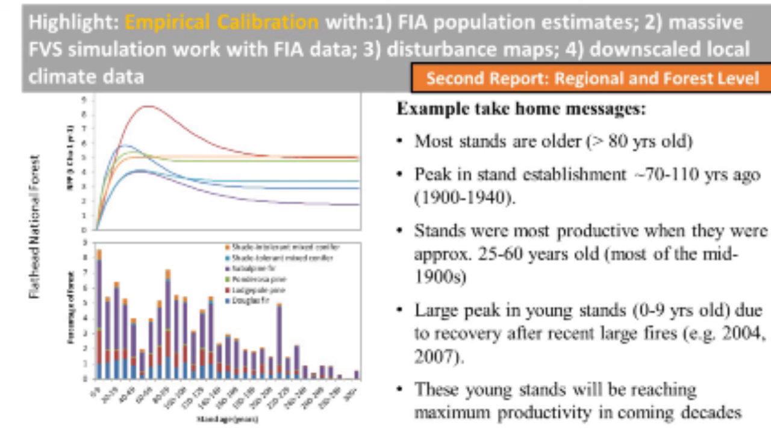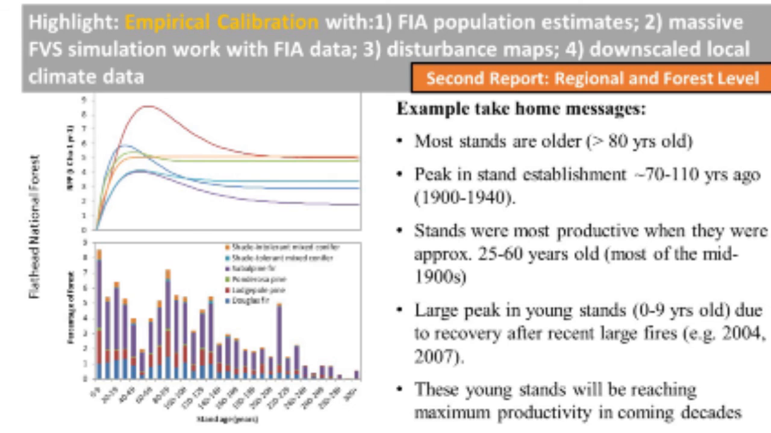And so, the take-home messages you might get if you looked at the report and this was your forest: most stands are older. There was a peak in stand establishment in the early 1900s. Stands are most productive when they're about 25 to 60 years old. You probably know this, especially if you're a regional silviculturist. You probably have a good idea about this for your region, but maybe it would be useful to have very data-driven evidence of that. There's a large peak in young stands due to recent large fires.